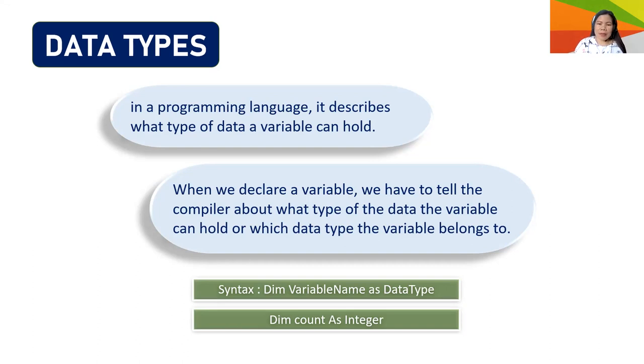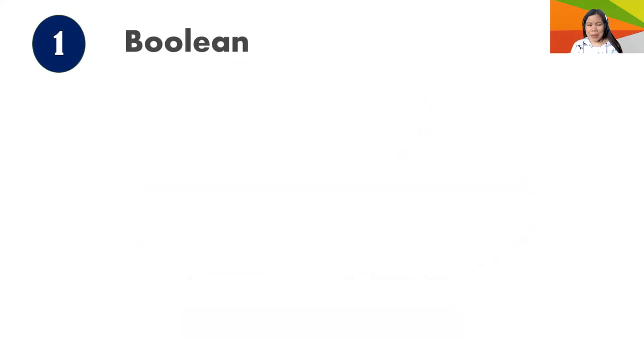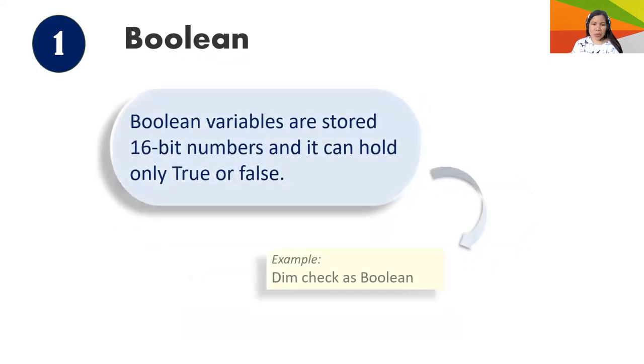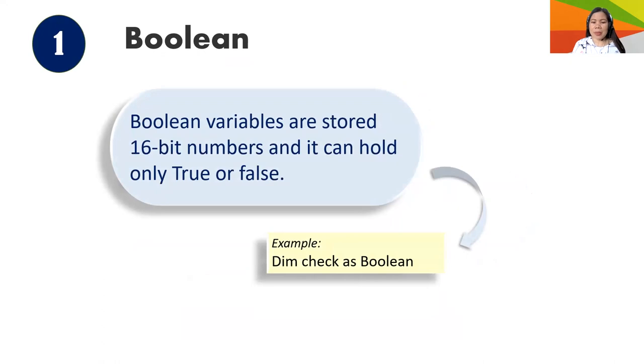Okay, so there are various or different data types. So first we have here the Boolean. Boolean variables are stored as 16-bit numbers and can hold only a True or False value. For example, Dim check As Boolean. We specify here that our variable is check, and our data type specified is Boolean. Okay, so let's move on to the next data type.